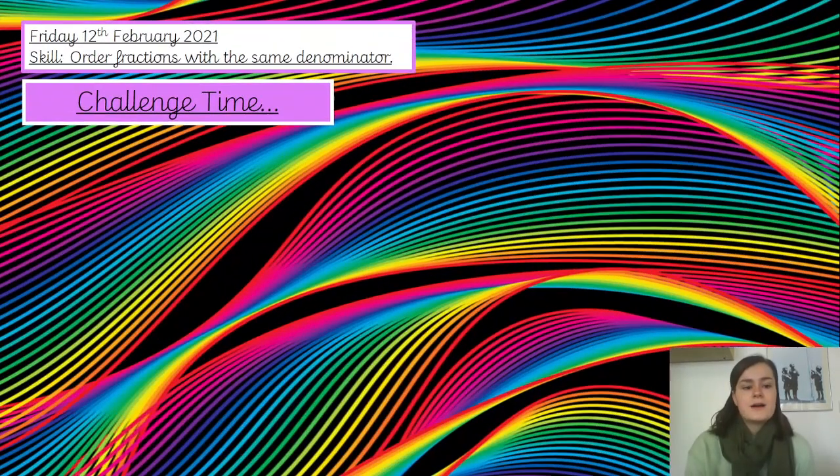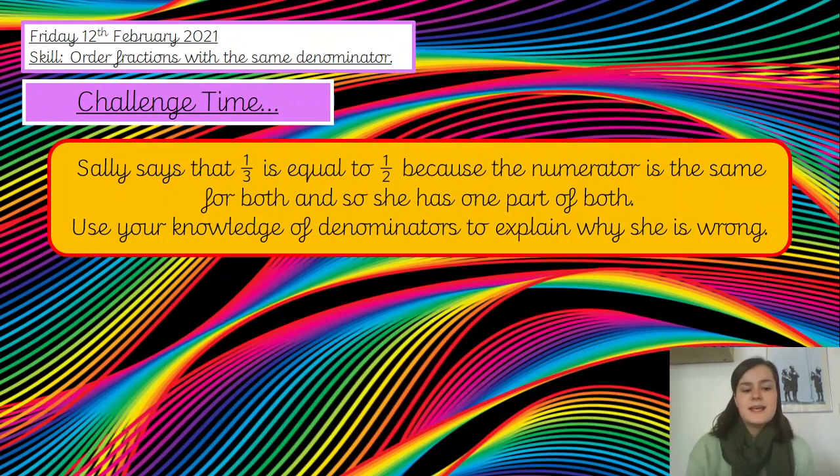Okay, well done guys. Right, challenge time. So Sally says that 1/3 is equal to 1/2 because the numerator is the same for both. And so she has 1 part of both. Use your knowledge of denominators, think carefully about which one the denominator is, to explain why she is wrong. So pause the video and have a go at answering that now, please.